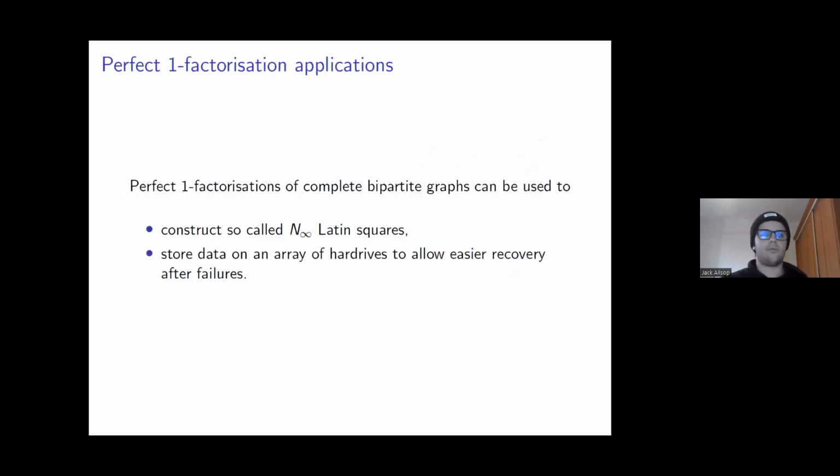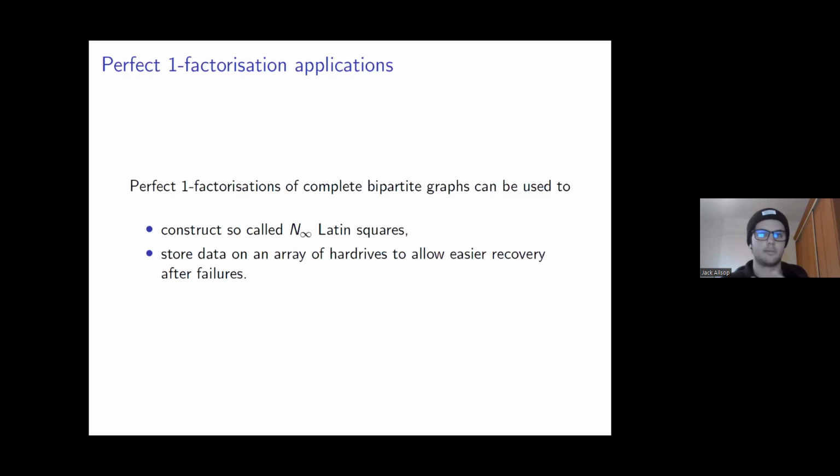All right, so why do people care about perfect one factorizations of complete bipartite graphs? There's a couple of reasons. One reason is that they can be used to construct what we call n-infinity Latin squares. And these are Latin squares which contain no proper Latin subsquares. Lots of work has been done on constructing these sorts of Latin squares, but the problem of existence of these squares is still open. There are still some orders for which we don't know whether or not there exists a Latin square which contains no proper Latin subsquares.